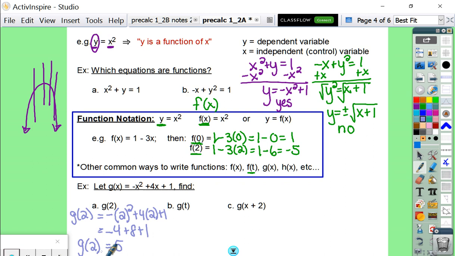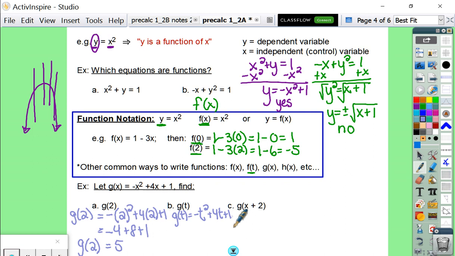Okay, what about g of t? Love this one, because even though it looks complicated, all you're really doing for g of t is replacing x with t. So this would be negative t squared plus 4t plus 1. And that's it. That's all you have to do.